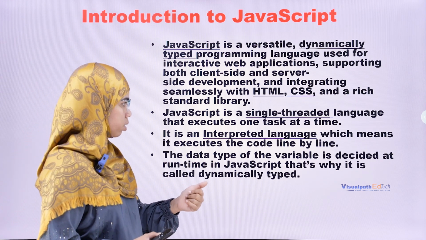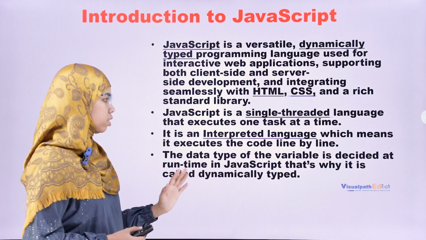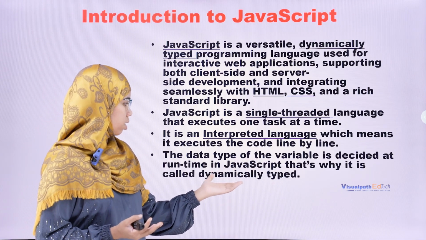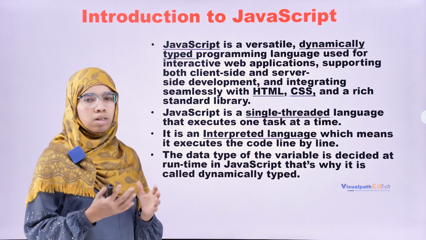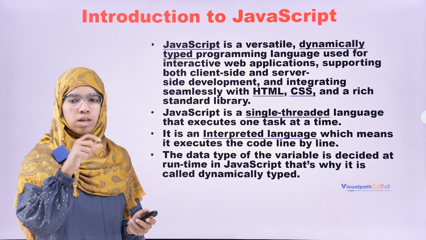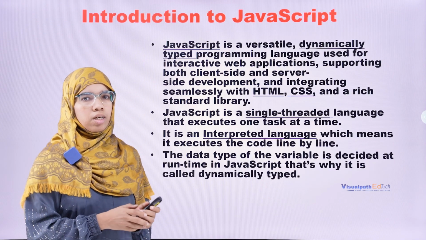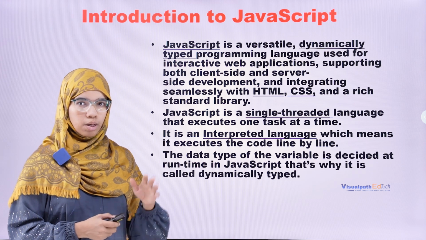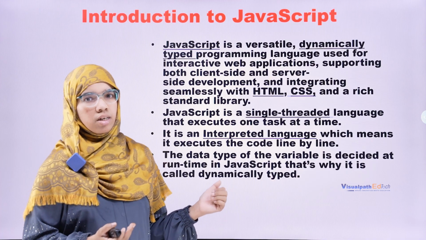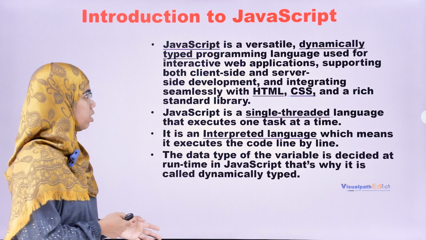The data type of the variable is decided at runtime in JavaScript. That's why it is called dynamically typed. What is meant by runtime dynamically typed is, if you're writing the code in the C language, we initialize the variables in the beginning, whether it is an integer type or a floating type or a string type, right? Same way, here also we will be doing so, but the type of the data will be identified by the compiler at the runtime. That is the reason we define it as dynamically typed.